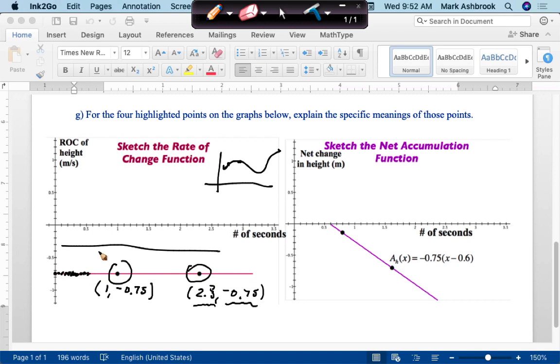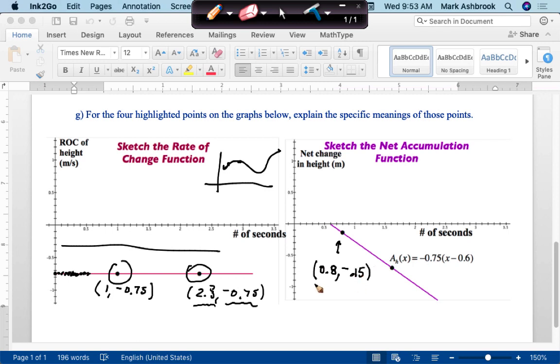Okay, over here. So this is the point. So what is this? 0.8? And is it negative 1.5? Or negative 0.15? Negative 0.15.